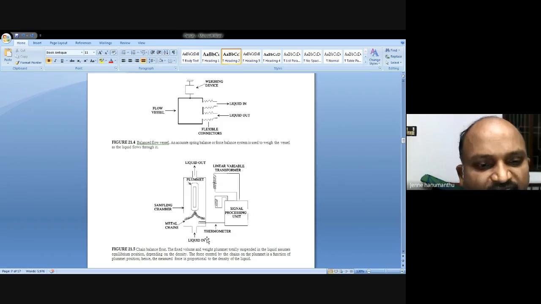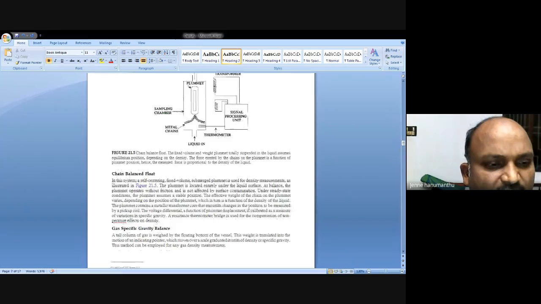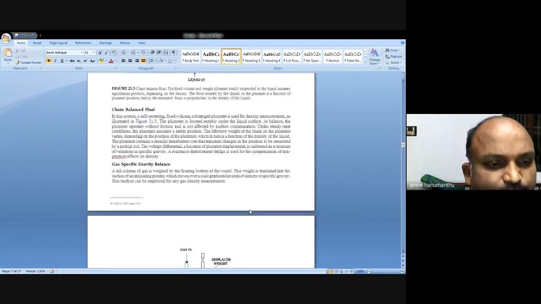Using LVDT concepts, liquid inside causes a variation of the plummet, so the voltage induced in this coil is proportional. That induced voltage is proportional to the density of the unknown liquid. Like this, it is going to be calibrated.